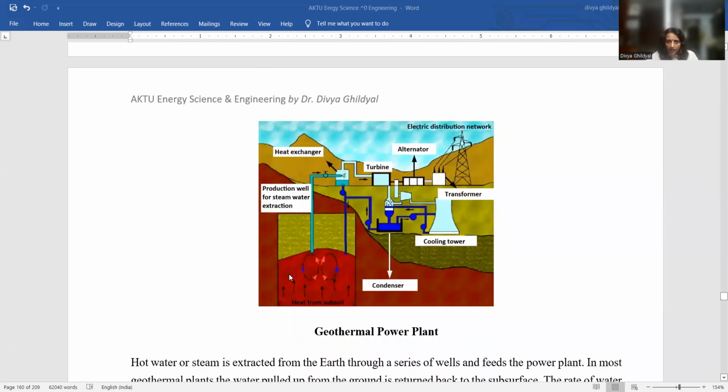Look here, an underground production well for steam water extraction. This steam is used to run this turbine and then an alternator is attached to it to give you electricity in far off places. And a cooling system has been set up along with it so that in case excess heat flows at times, the cooling system can cool it down.